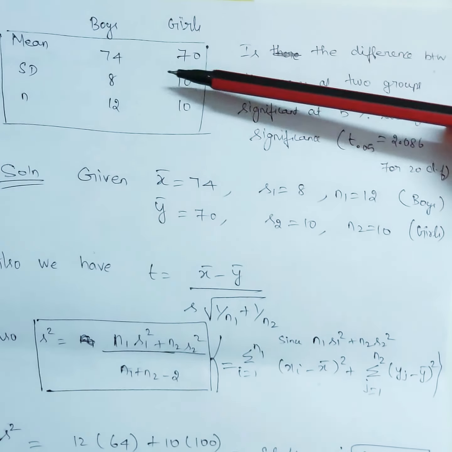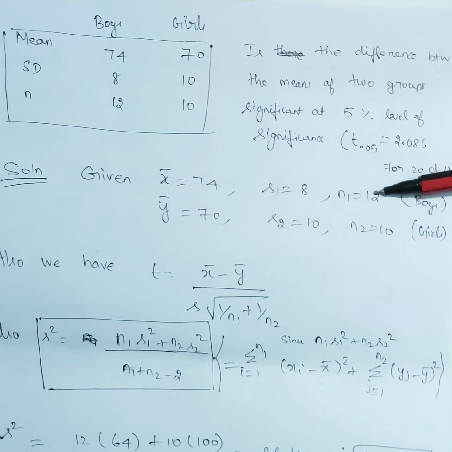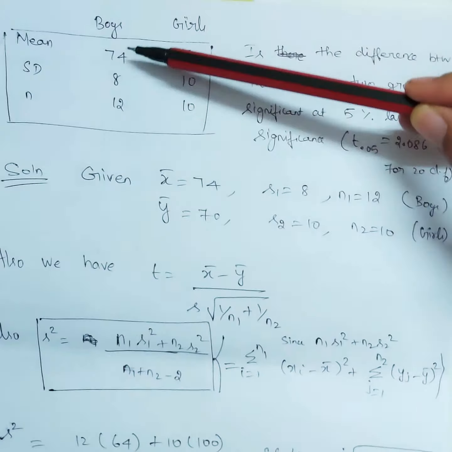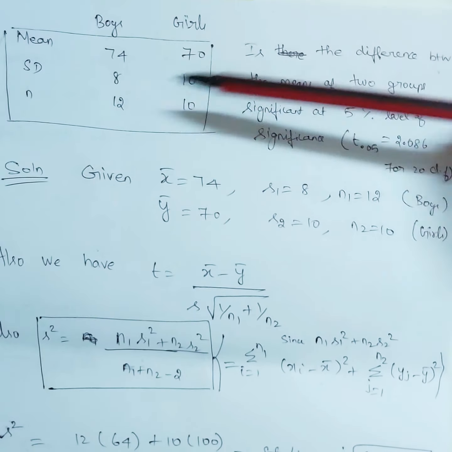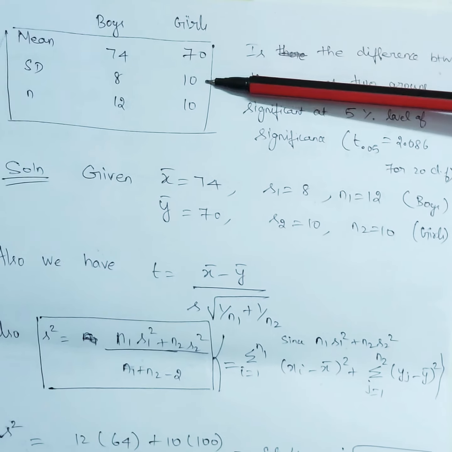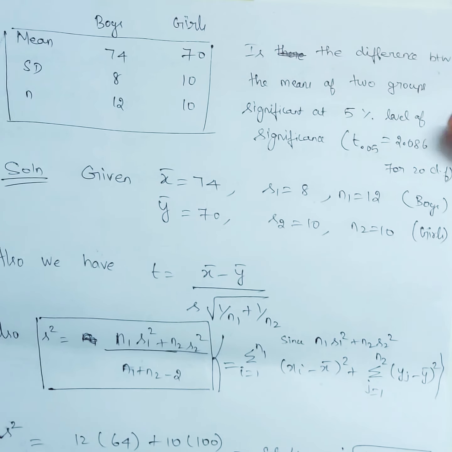And of course, the first one, x bar mean 74, first standard deviation S1 8, N1 12. You have to write like this because this is boys, right? Boys are having a mean 74, standard deviation 8, N1 12. Same way girls, Y bar 70, S2 10, N2 also 10. So we have written the values.